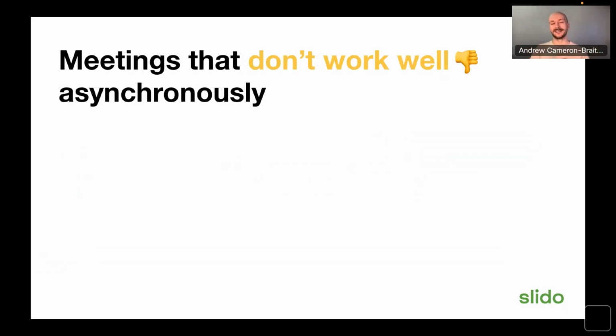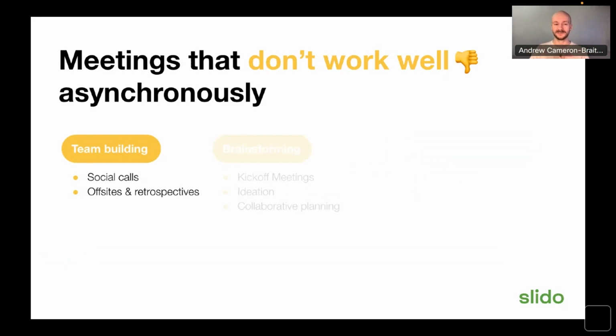Then we'll look at the meetings that don't work well asynchronously. So if it's a team building, such as a social call, you obviously want people to be there and interact, so that's not ideal. Brainstorming, when you want to get together and plan a project, it's best to be face-to-face, whether that's on a call or in the room together.